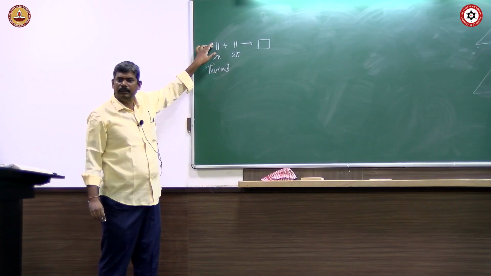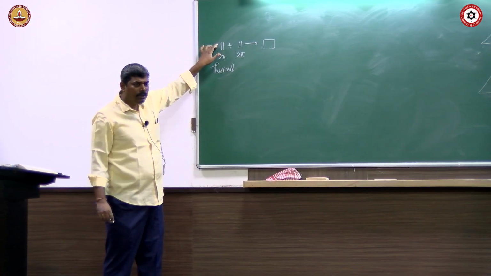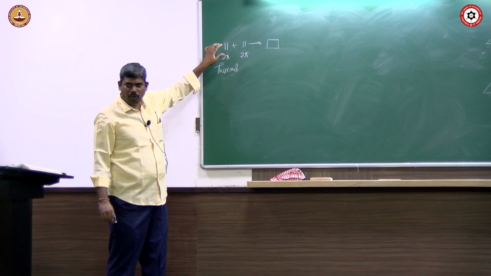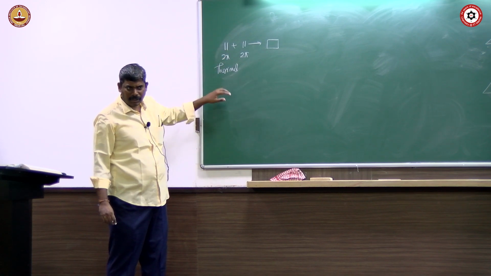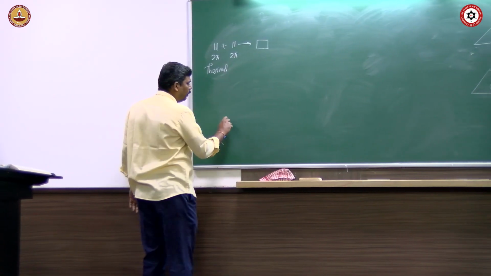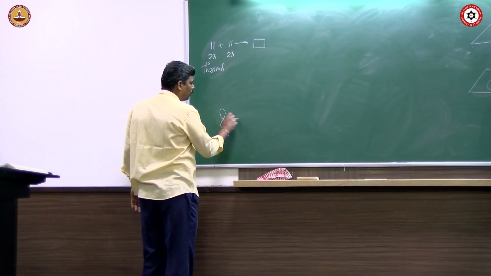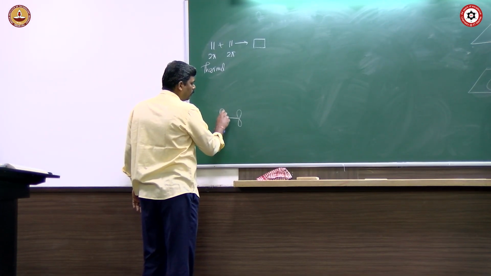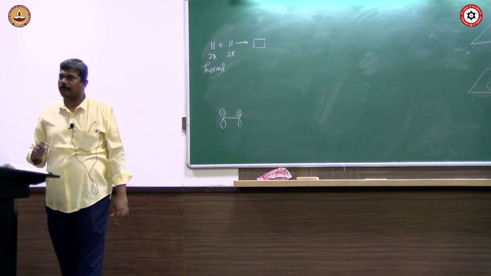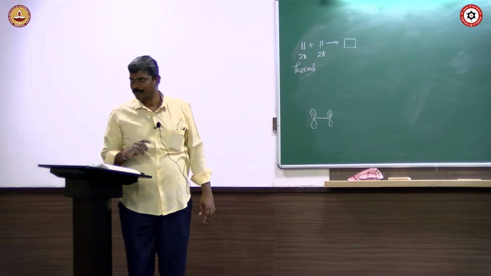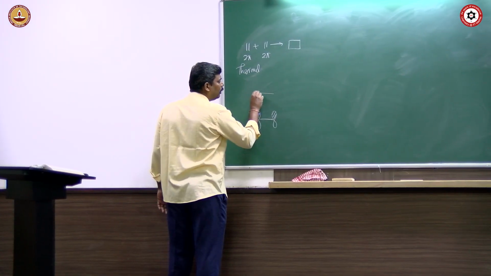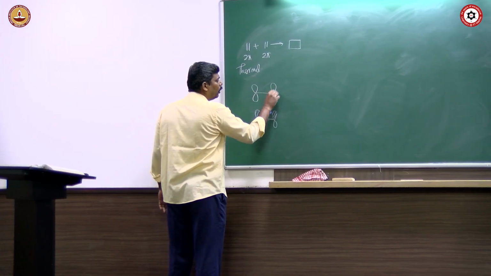HOMO of an alkene, ethylene. For ethylene, what is the HOMO under thermal condition? Psi 1. Okay. So psi 1 will have 0 nodes. Am I correct? And which is the LUMO? Psi 2. So psi 2 will be having 1 node.